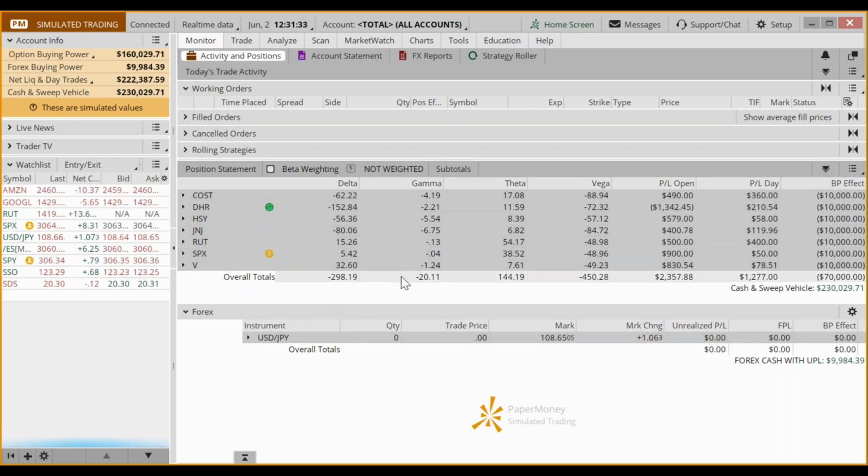And if you know how to do this on Thinkorswim, you just go to monitor activity and positions, and it gives you the total portfolio that you have and the value, P&L for the day and P&L for the opening. And it gives you an idea of how you're doing. Can you maybe hang in a little bit longer with some trades? Do you need to get out right now? This is what I look at a lot.